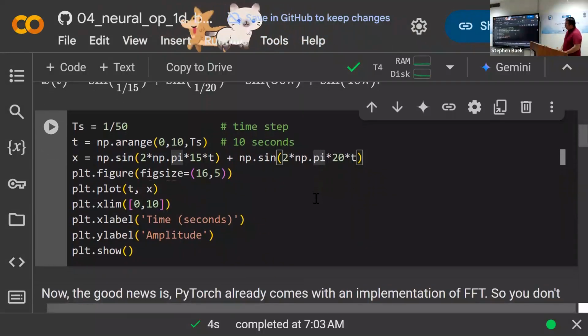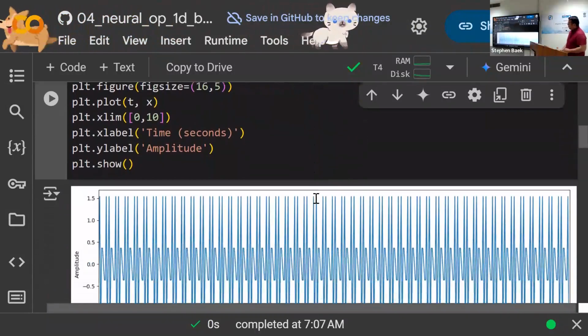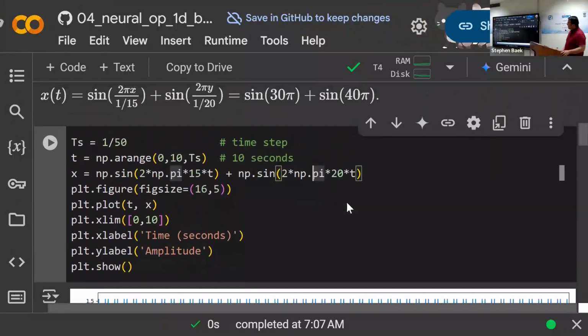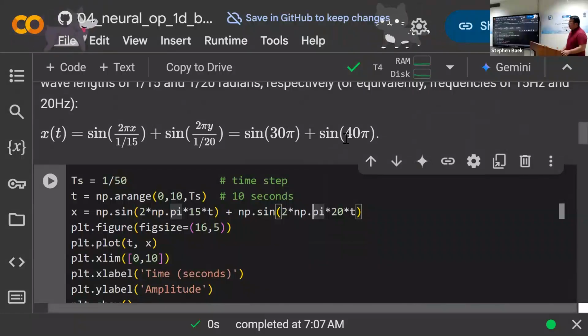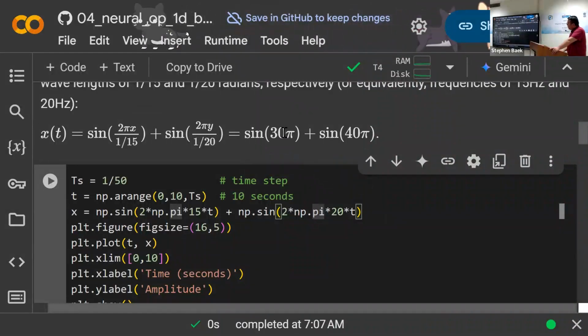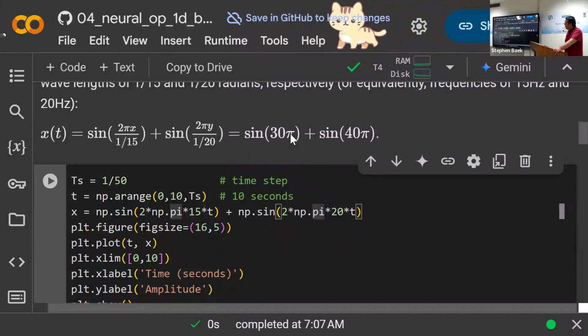So before getting to the neural operator implementation, here's a toy example for Fourier transform. So here's a signal that I generated arbitrarily. So this is a synthetic signal. And this signal is comprised of two sine waves. So we have sin(30πt) and sin(40πt). Actually, sorry, I forgot to put t in there. The sin(30πt), and then sin(40πt).